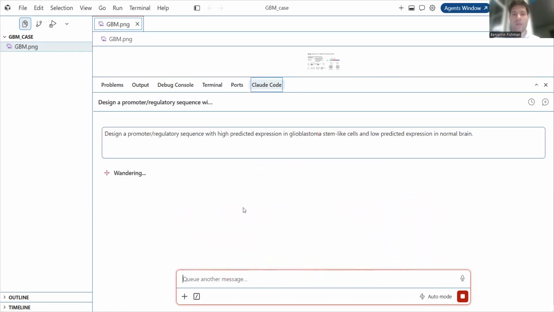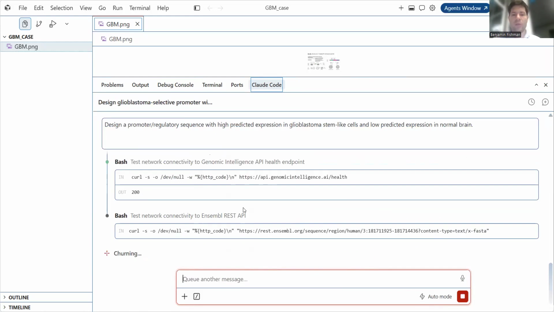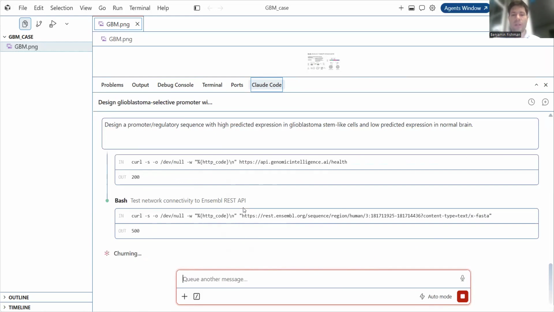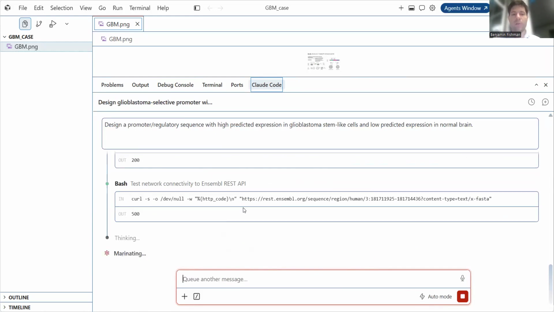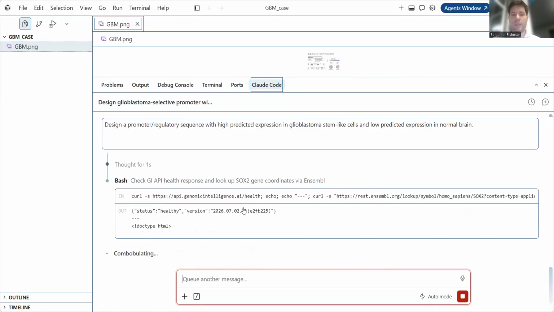So let's start the code now. It will read the API and available models. Once it has read the documents, it will start by downloading data and drafting a pipeline that is able to design the sequence that can control the toxic gene in silico.